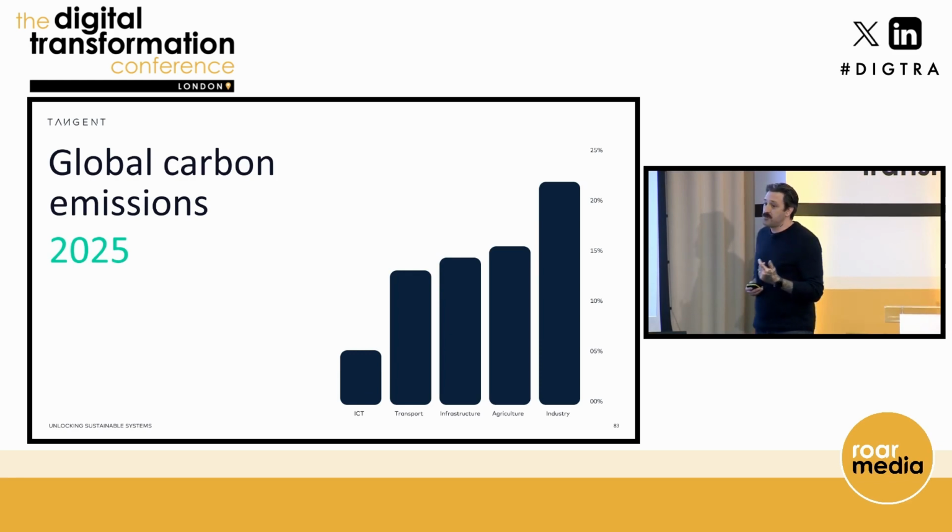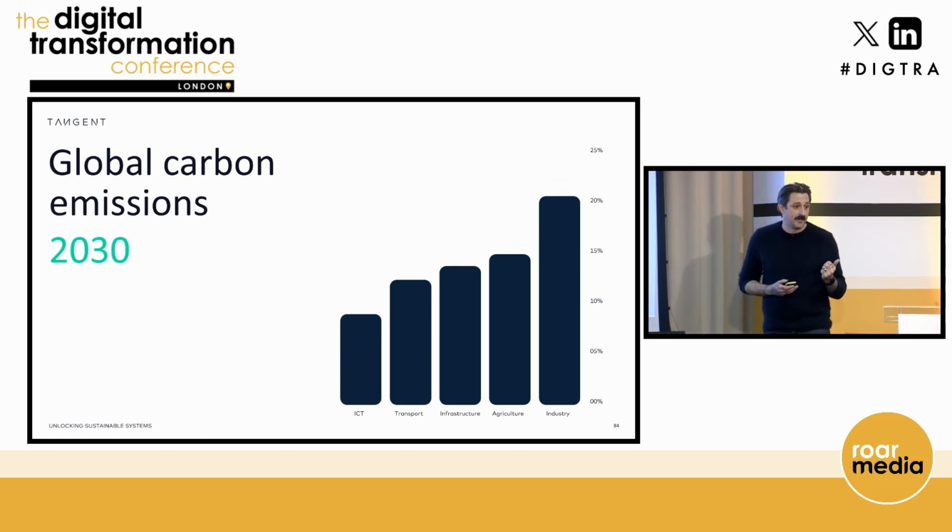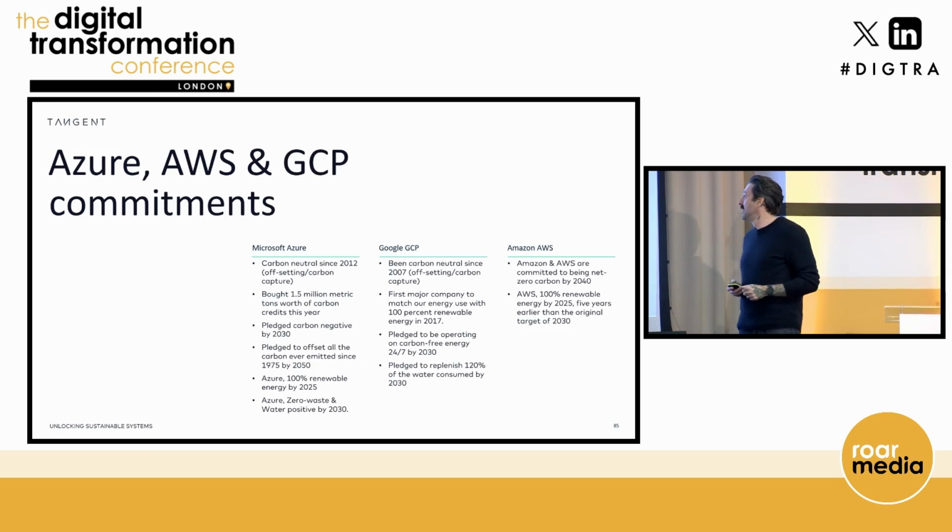So it's largely predicted, as we go through the next 5 to 10 years, ICT emissions will rise, where the traditional polluters' emissions will have to fall if we have any hope of hitting the target set out in the Paris Agreement, the 1.5 degrees Celsius.